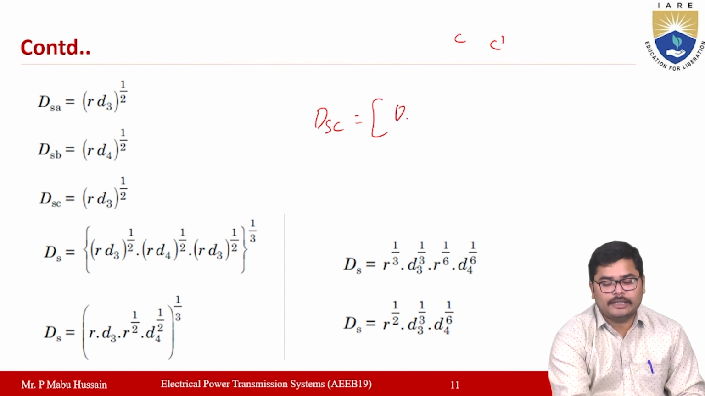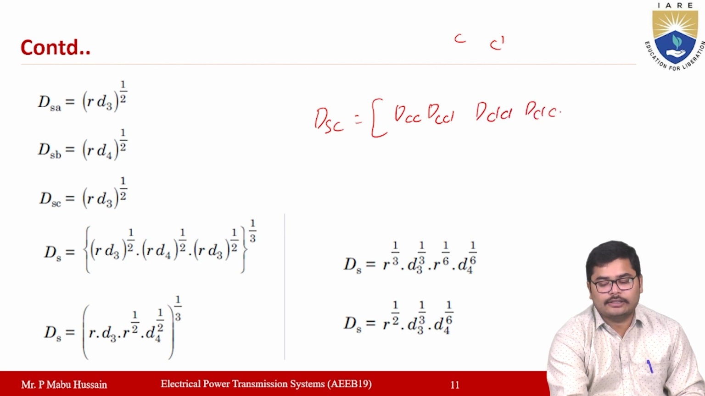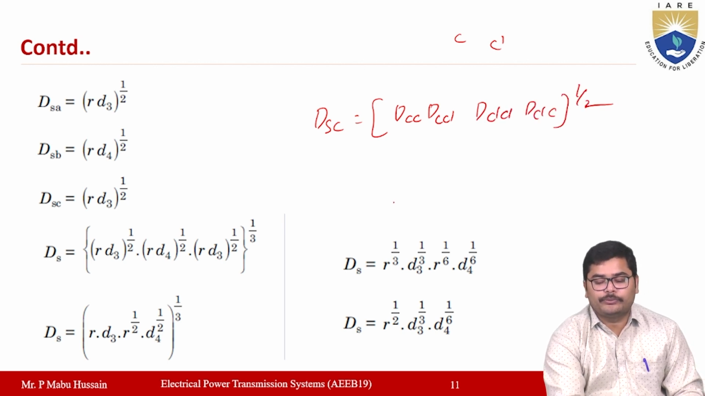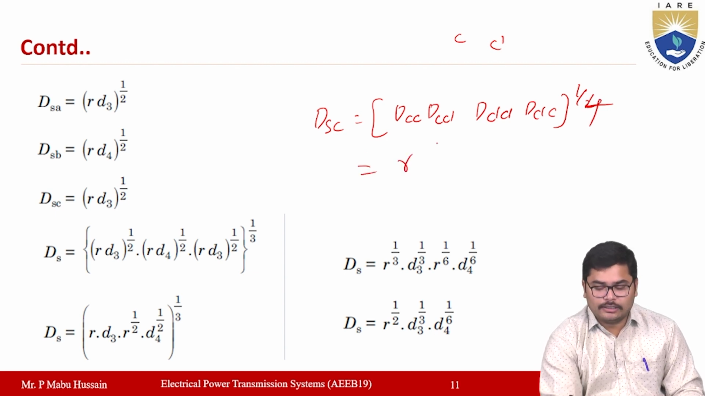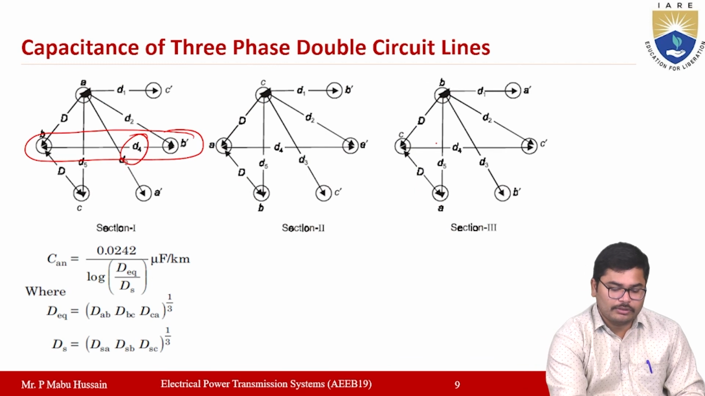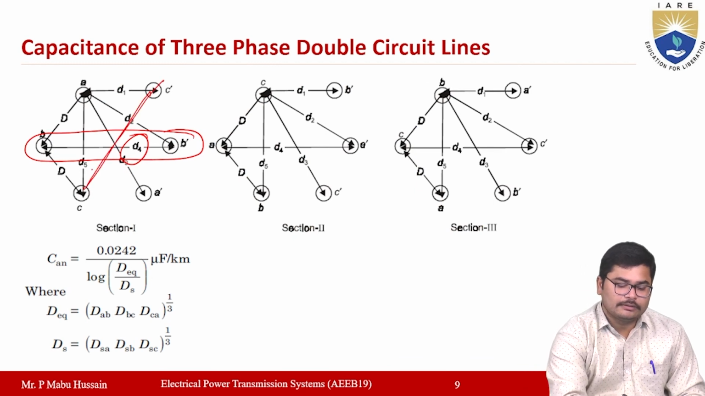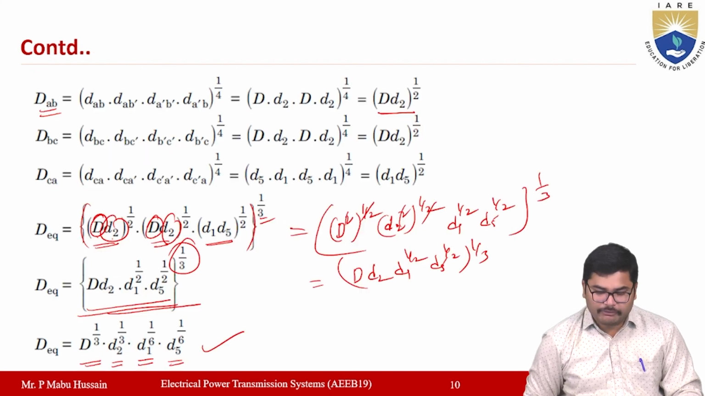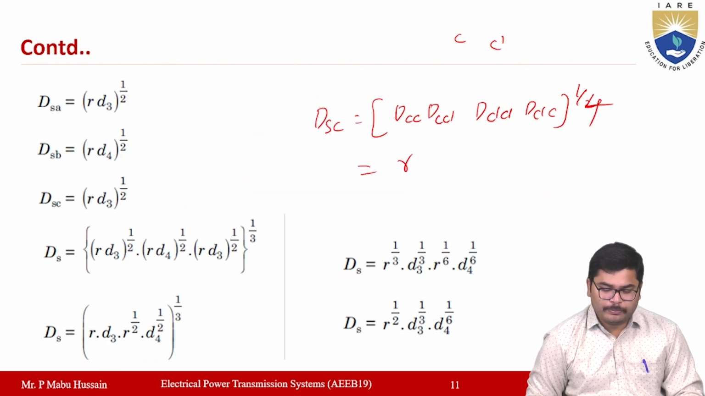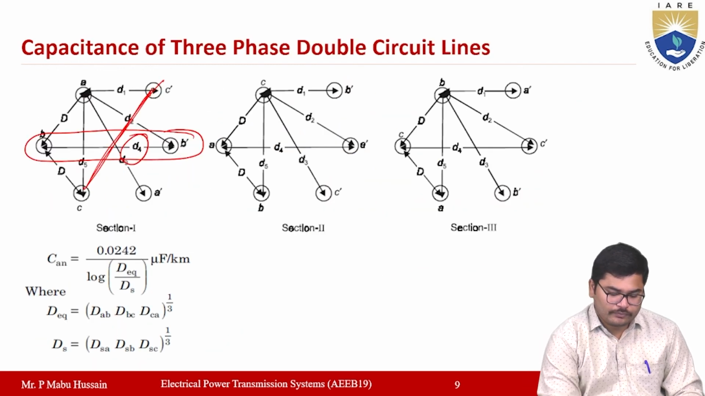So the distances will be DCC, DCC dash. So if you consider C dash, C whole to the power of 1 by 2, so 1 by 4 this one. Okay, so DCC is R, and C to C dash distance if you observe, so this distance will be equal to D3. See here.